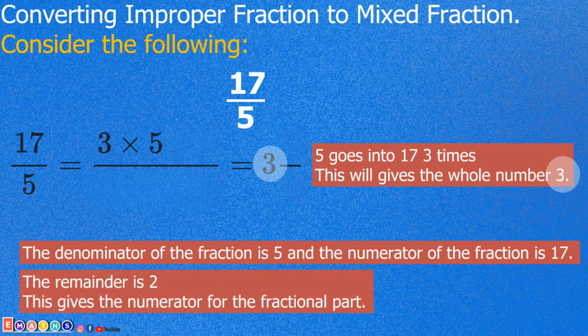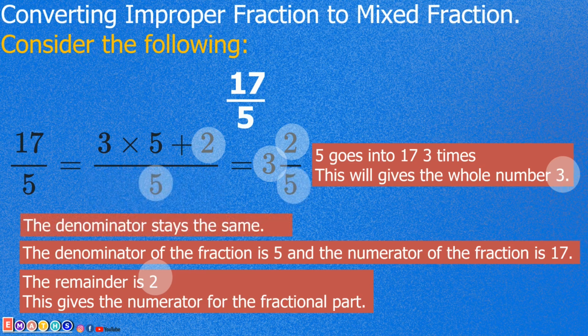The remainder is 2. This gives us the numerator for the fractional part, which is highlighted in white. The denominator always stays the same. 17/5 equals mixed fraction 3 and 2/5.